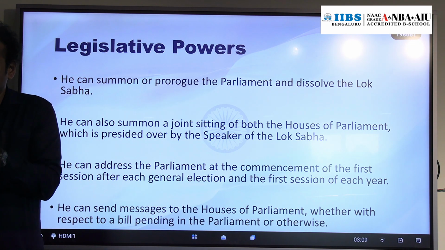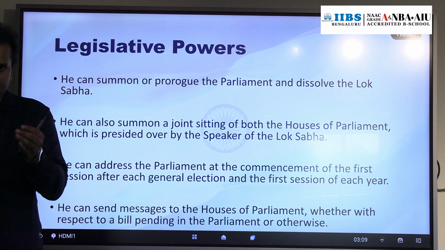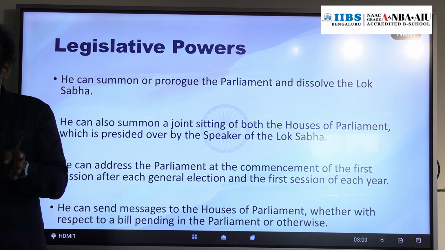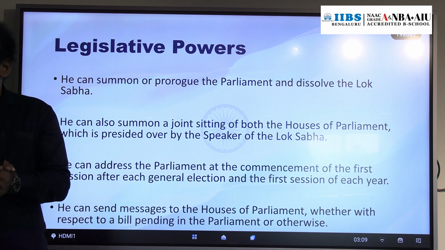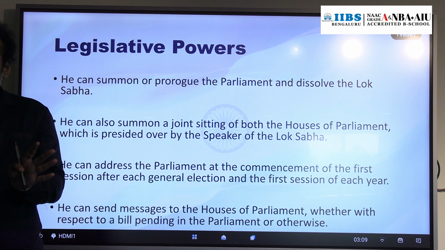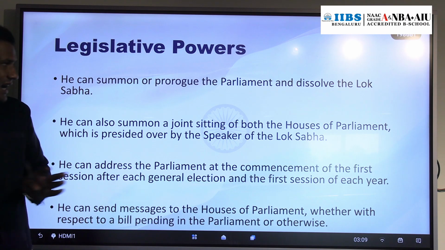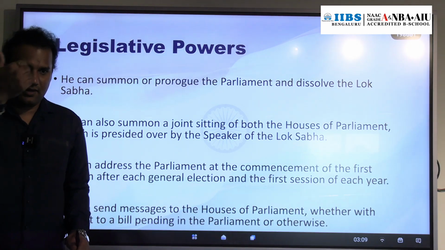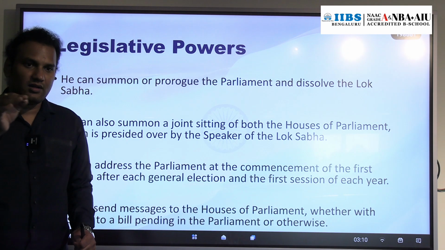Once the session is completed, take an example, the budget session is completed. For the budget session, the President calls, that is summoning. Then once the budget session is completed, the President will issue the prorogue. Prorogue means that the session is completed. You understood? Regarding summon and prorogue, we will discuss in depth in the parliament topic. But meanwhile, understand that for starting the session, the President will issue the summon. After ending the session, the President will issue the prorogue.